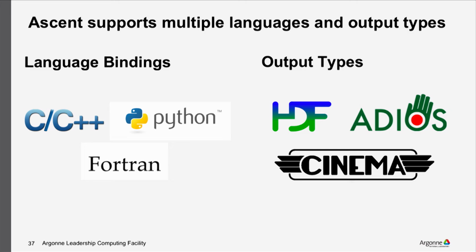The language bindings in Ascent for the time being are C and C++, Python and Fortran, and it can output HDF files or ADIOS. And this is Cinema here. This is something we didn't touch on previously. Cinema is an image database, essentially, created for in situ.